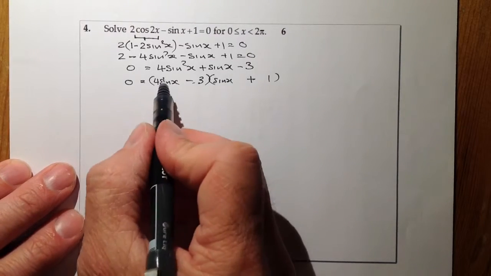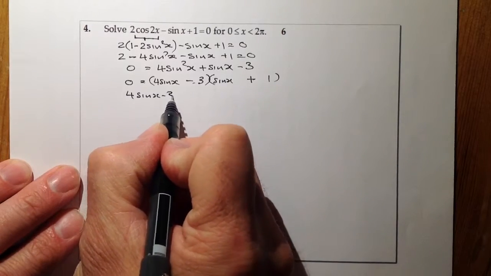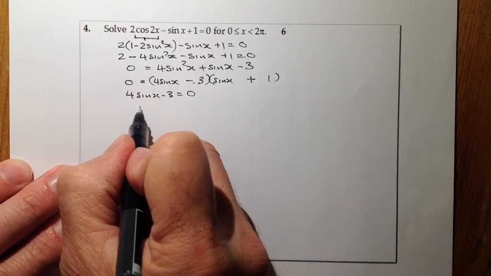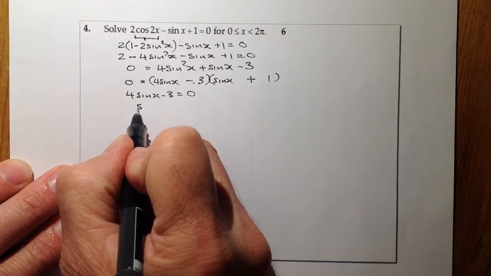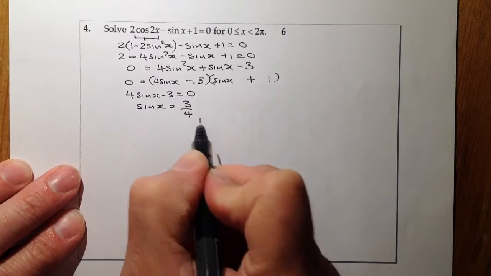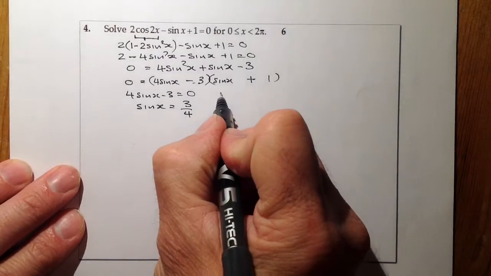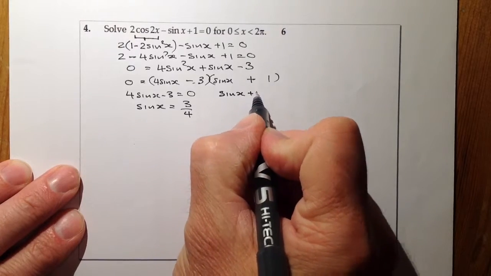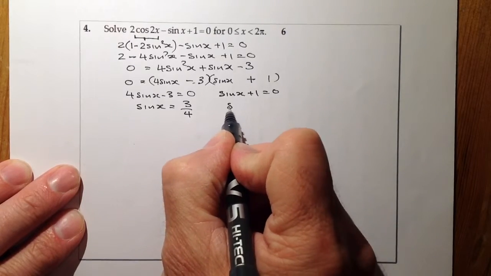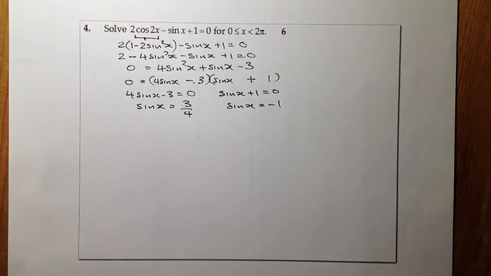From there, what I can say is that 4 sine x minus 3 equals 0. So if I take the 3 over and divide it by the 4, I've got sine x is equal to 3/4. On this side here, I've got sine x plus 1 equals 0, so sine x equals minus 1.